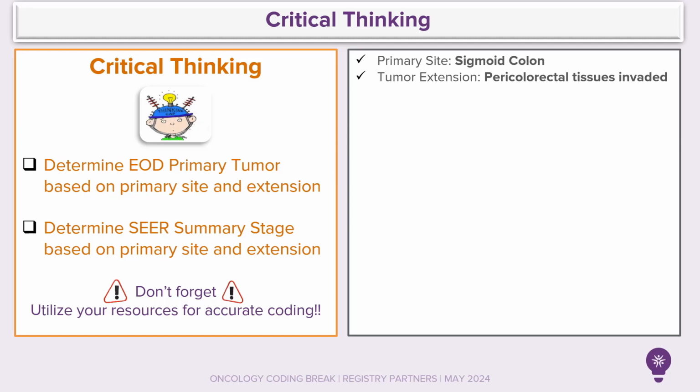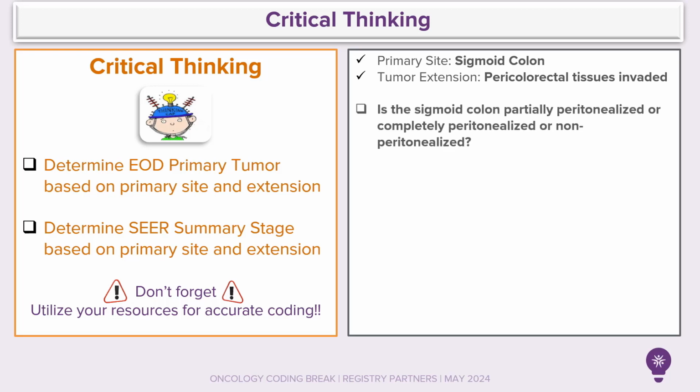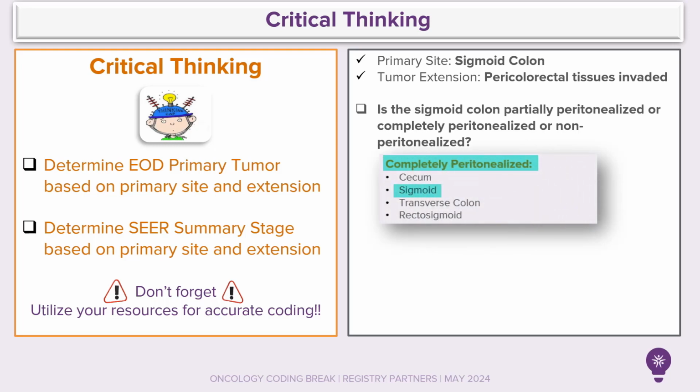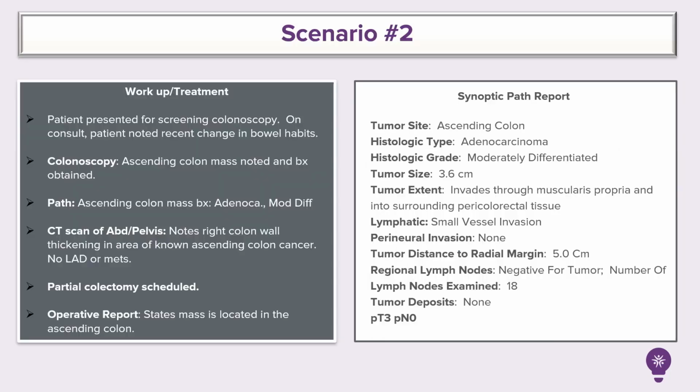Since we've determined the primary site to be the sigmoid colon, the next step is using the EOD notes and other resources to determine the sigmoid colon's peritoneal status. So I did use that handy chart that we saw earlier to determine that the sigmoid colon is completely peritonealized. So with that being said, how would we code the EOD and SEER summary stage? So that would be coded as EOD of the primary tumor 400 and SEER summary stage would be regional by direct extension. Okay, on to our next scenario, number 2 here.